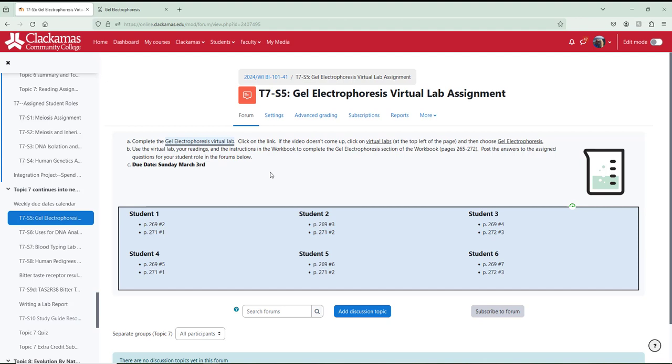Then you're going to use that information that you gained through the virtual lab, as well as cutting your DNA, to answer the questions on page 269. On 269, use the virtual lab to answer those 7 questions. Then on page 271, you're going to use your samples that you cut and put them in the simulated gel electrophoresis. You're going to see how far the samples traveled and what the differences were.